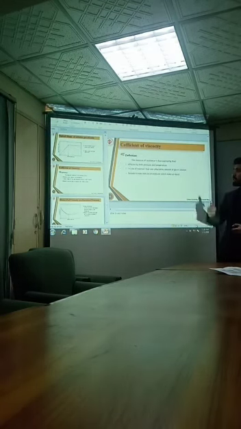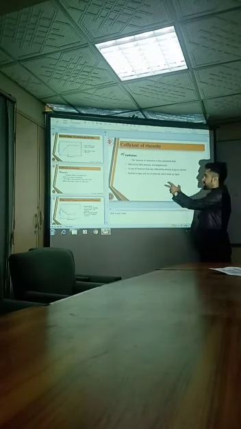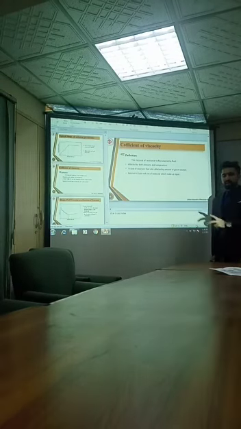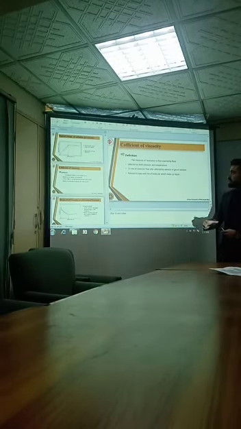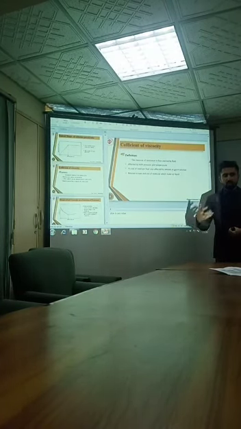And the next point is coefficient of viscosity. There are two fluids, one is A and one is B, and B starts resisting the flow of fluid A. The measurement of resistance to flow exerted by a fluid is known as coefficient of viscosity.